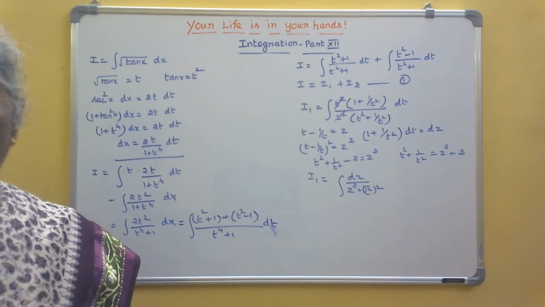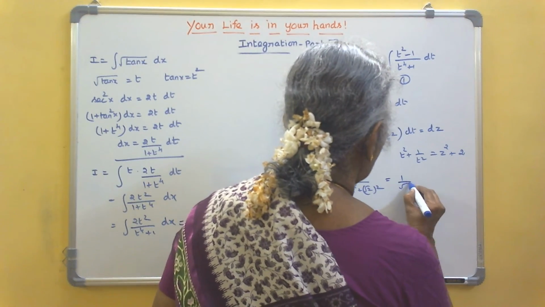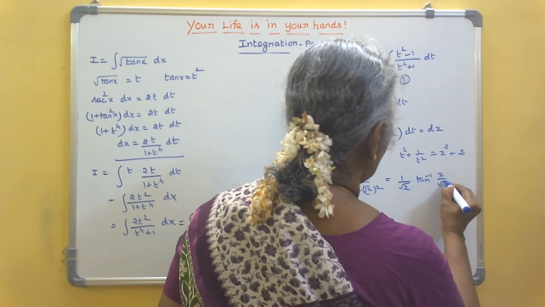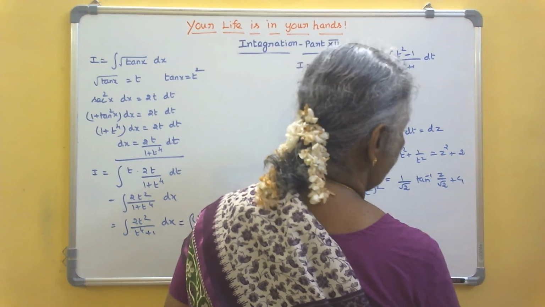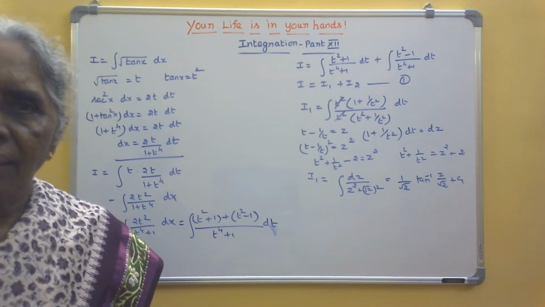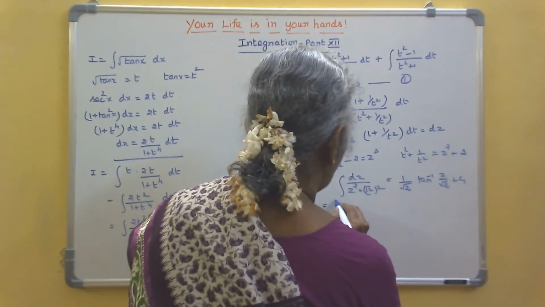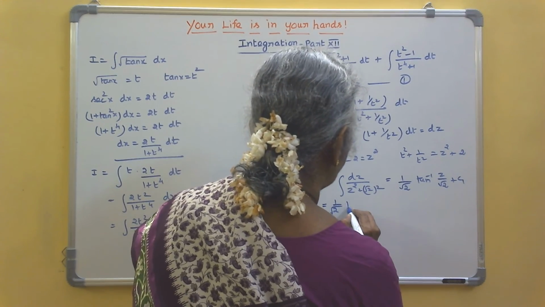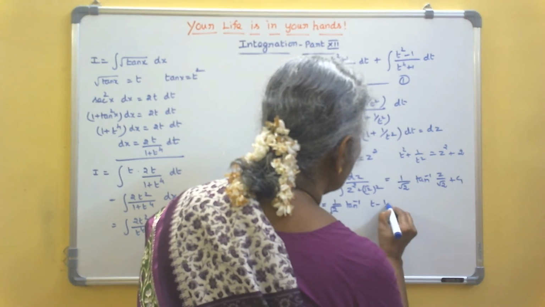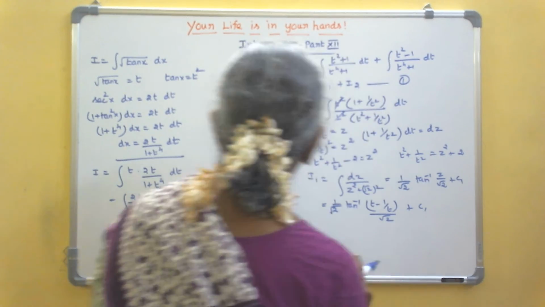Because we have done actually two sums of this model. So now you will get 1 by root 2 tan inverse z by root 2 plus c1. Now for z, I have to first substitute in t, then I have to go back to x. So now first I will write 1 by root 2 tan inverse z is t minus 1 by t by root 2 plus c1.